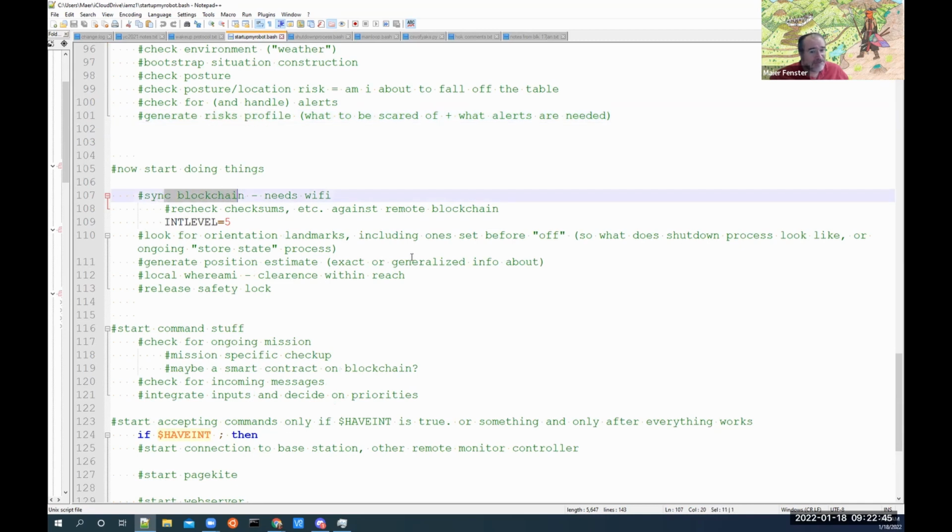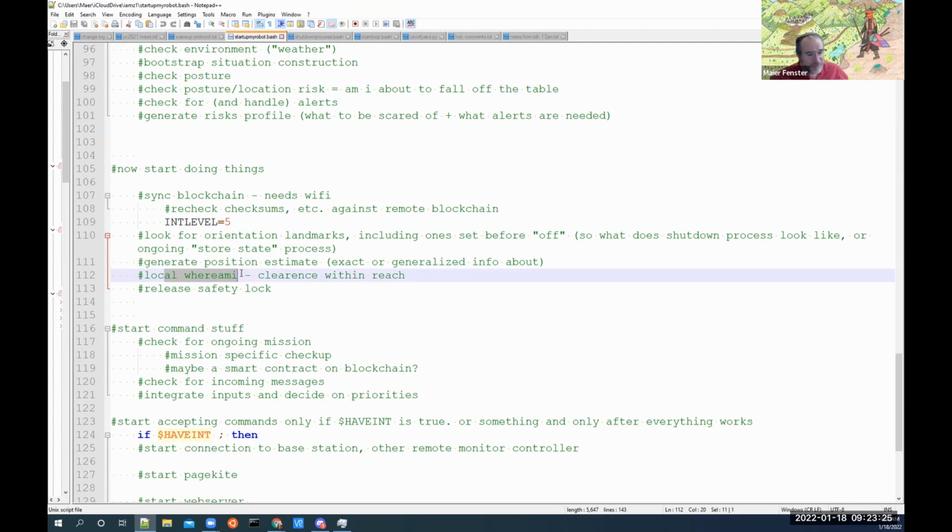If I can, I synchronize with the blockchain, and I check again that everything that I have is what I should have. I look around for orientation landmarks. When I went to sleep, maybe I set a landmark. I went to sleep in my bed. I expect to wake up in my bed, right? Not on the airplane. I generate some sort of position estimate. Maybe I'm using GPS, maybe I'm using landmarks. Where am I?